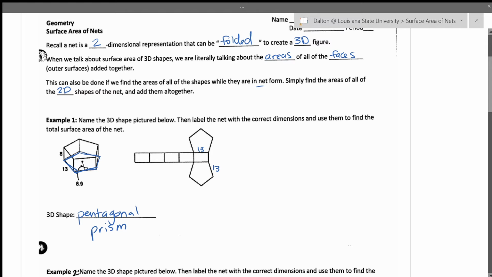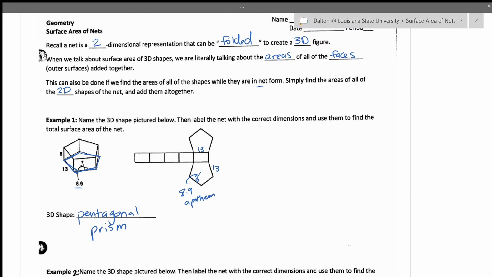The other part of the pentagon is this 8.9. That's pointing to a segment that starts at the center of the pentagon and then drops down to a 90-degree angle. That's 8.9. This is called the apothem of a regular shape. So this is back to last chapter. Using our area formulas, we're going to end up using the apothem of that pentagon.